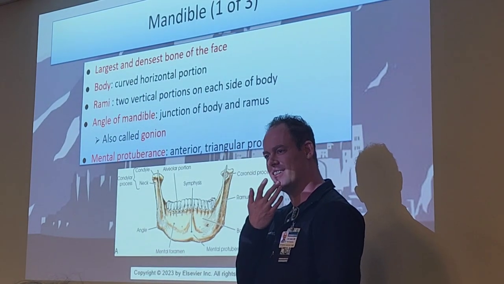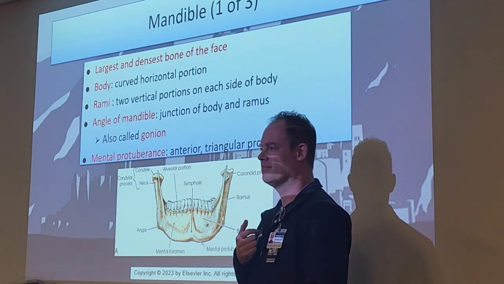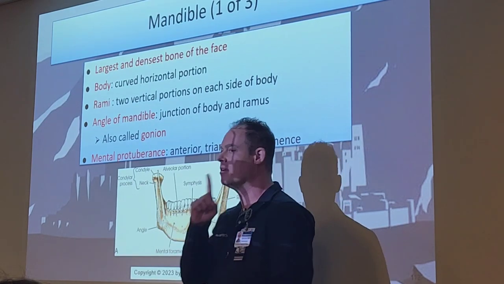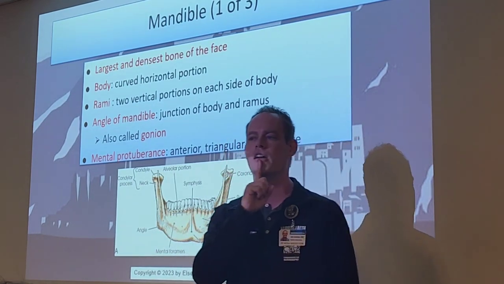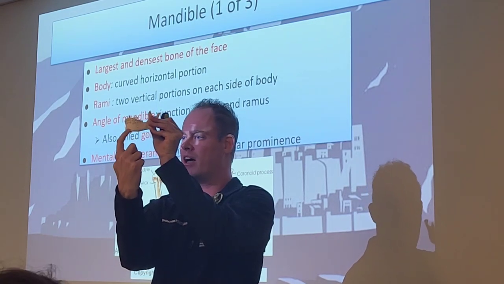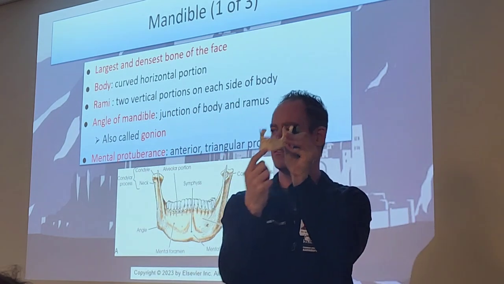Do you mean the cleft chin? Is that what it's called? The protuberance is the tip of your chin. The symphysis is the fusing point in the middle. If I put my finger right here, you can't see it on this model, but there is an invisible line going down, just like the pubic symphysis. Like the pubic symphysis, correct.